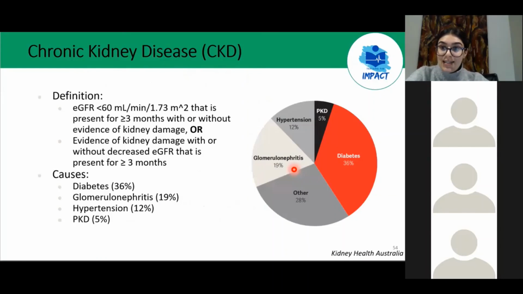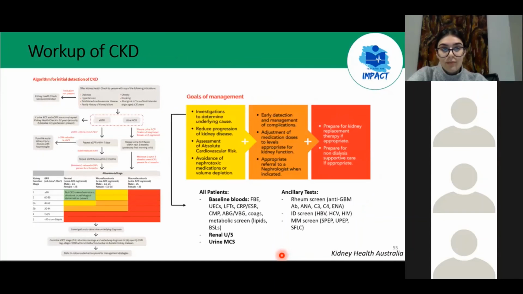Finally, chronic kidney disease is a massive burden of disease in Australia, and the majority is actually caused by diabetes. Hypertension is the other big one you want to worry about. It is a massive burden of disease and the leading cause of dialysis in Australia. It's a massive problem in Aboriginal and Torres Strait Islander populations as well.